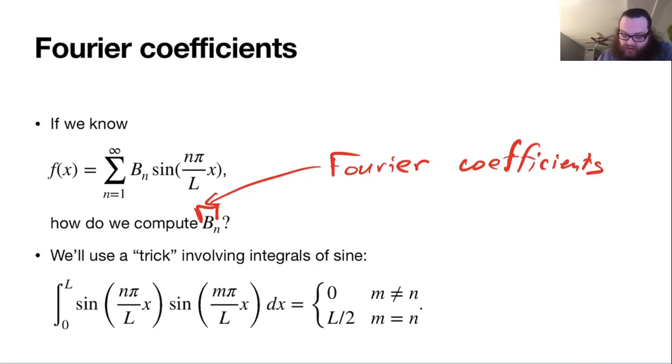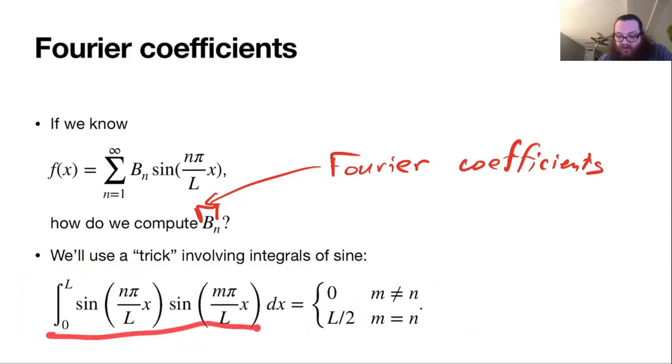Well, we're actually going to use this interesting integral involving sines, where you take this sine function and multiply by this sine function. The difference is one is n, the other is m. If you take a product of these two sine functions, then the integral is either going to be 0 if n and m are different, or it's going to be L over 2. This thing right here, this is orthogonality of sines.